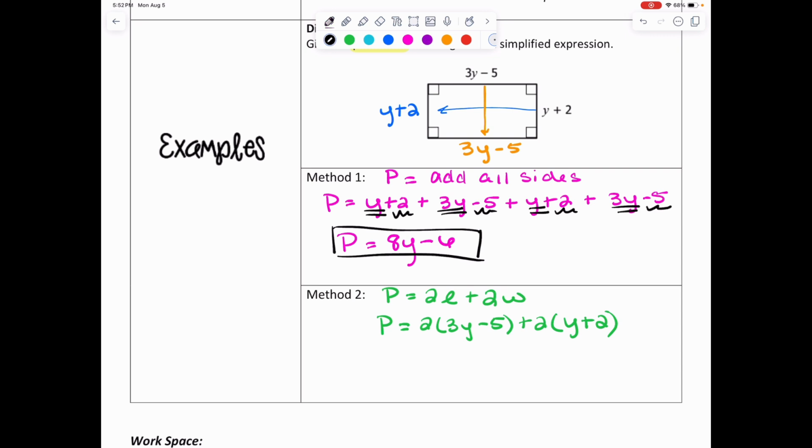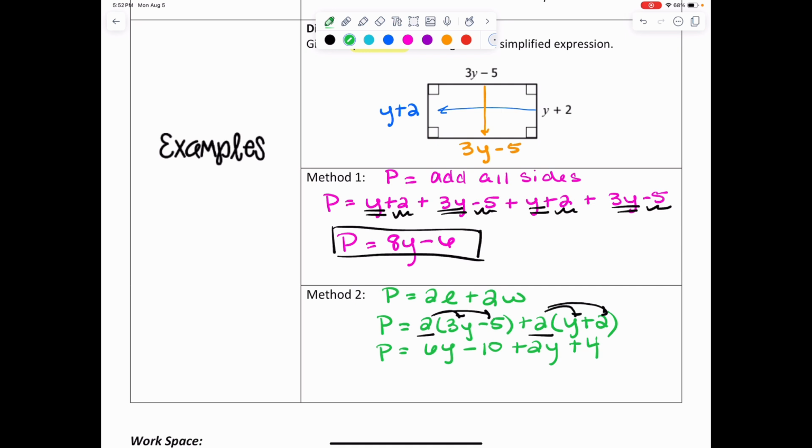First, we want to make sure we do the distributive property. 2 goes through this set of parentheses, and then 2 goes through this set of parentheses. So we get perimeter equals 2 times 3y would be 6y, 2 times negative 5 is negative 10, 2 times y is 2y, and 2 times 2 is 4.